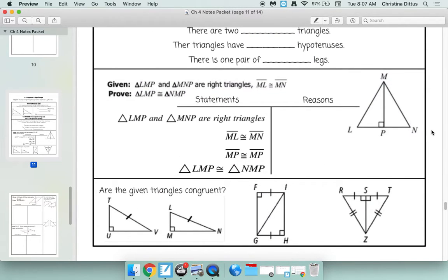Alright. So we're going to fill in this half proof. It says that triangle LMP and triangle MNP are right triangles, which is super important because it tells me that I have that right angle. How do I know that? It's given. How do I know that ML is congruent to MN?